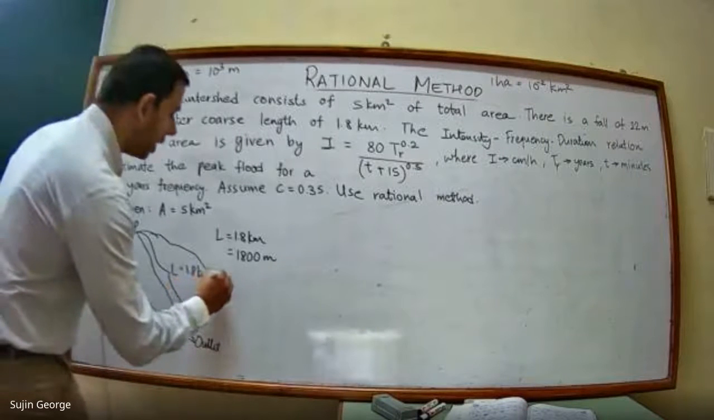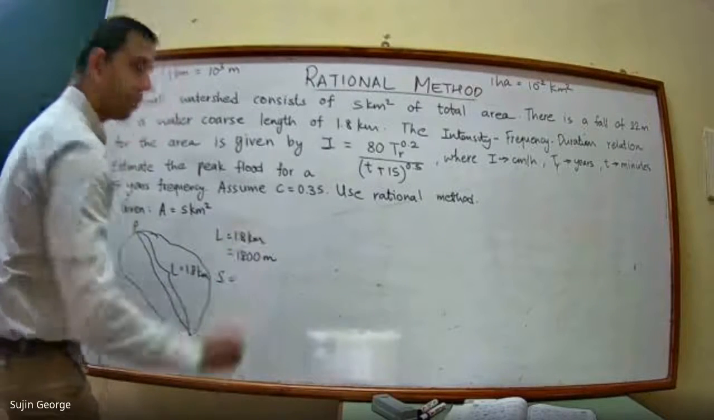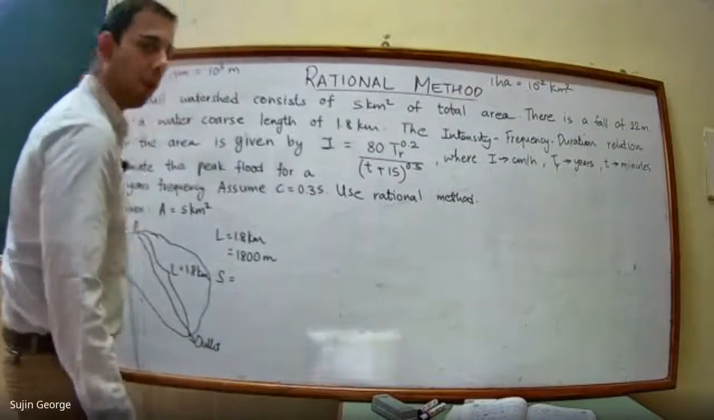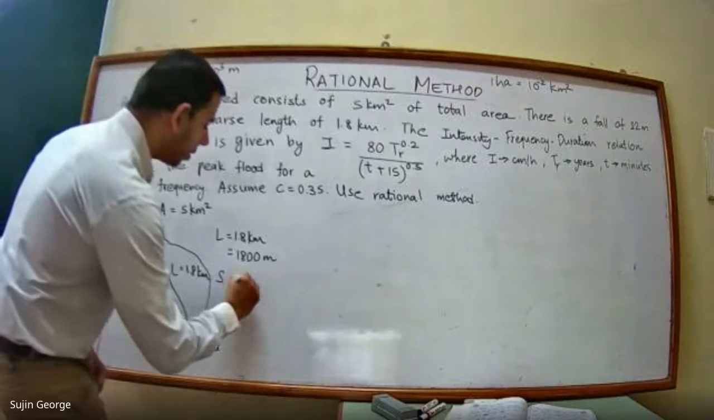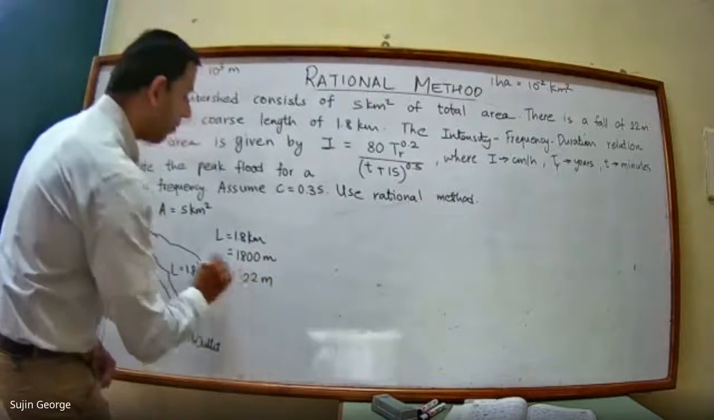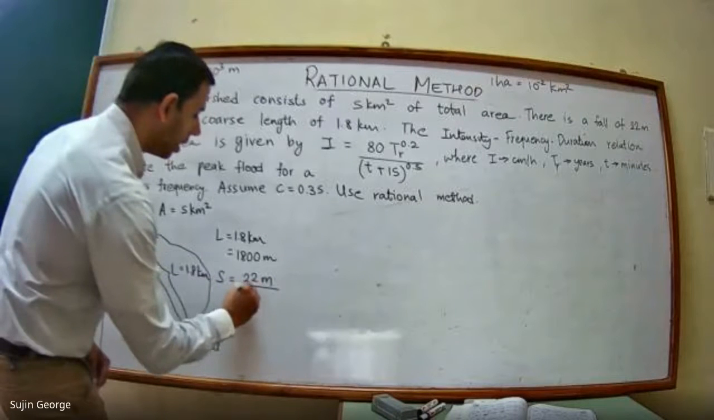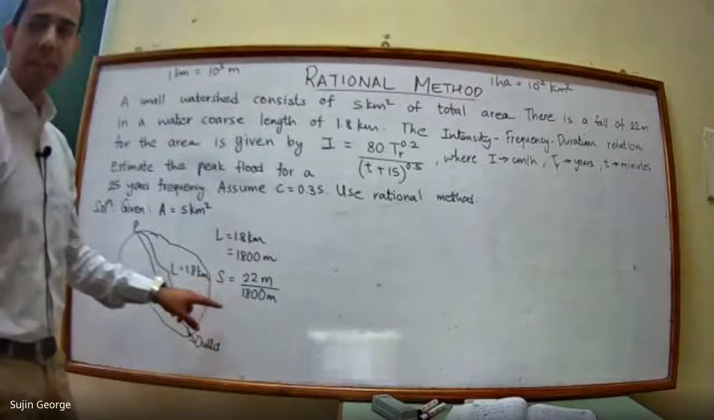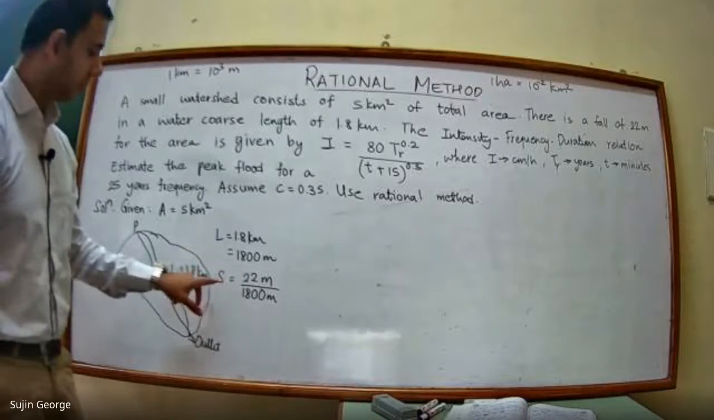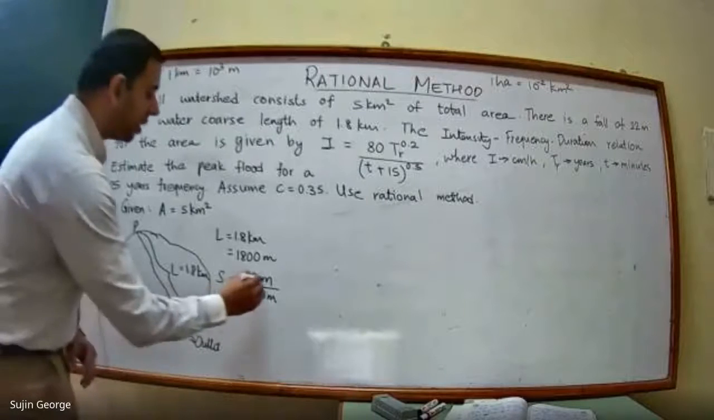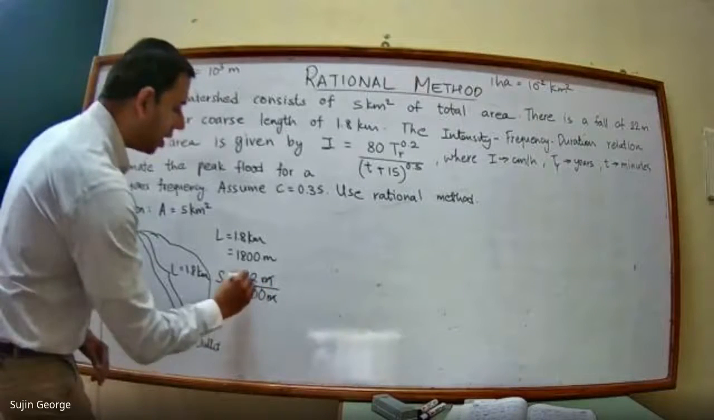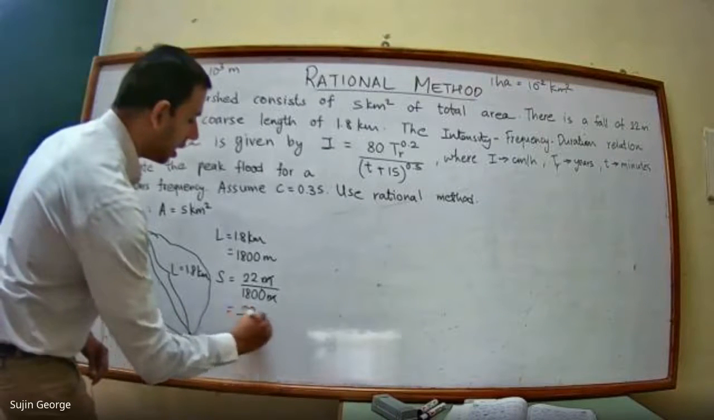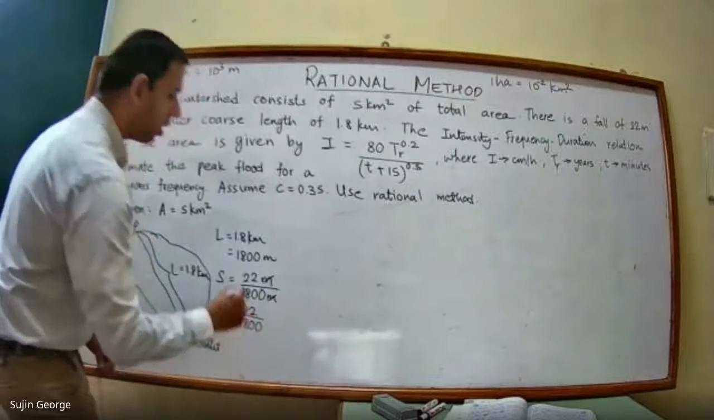So we need to calculate the value of slope. Now this slope can be calculated by this fall. The fall is given as 22 meter for a length of 1800 meter. So with this equation, we can calculate the value of slope S. This meter will get cancelled, and it is 22 upon 1800.